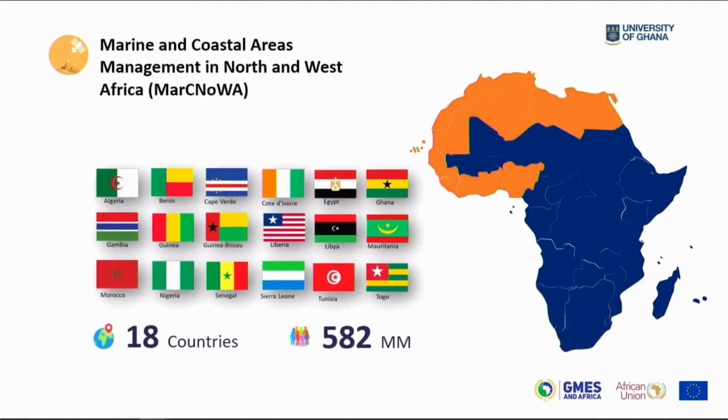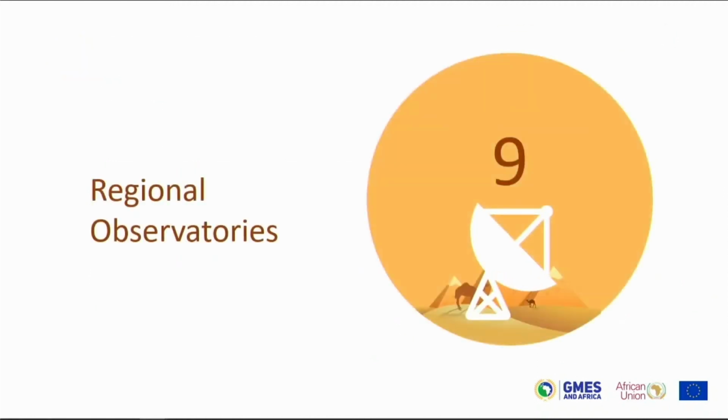Then the University of Ghana, which works on marine and coastal areas management in North and West Africa. They have the biggest. It doesn't mean we are greedy, but it's because we are handling the ocean area. We have 18 countries that we are covering with a larger population of 582 million. Then, these 8 consortia have developed 9 regional observatories so far, let's say geoportals, that facilitate data access and also provide EO services and so forth.